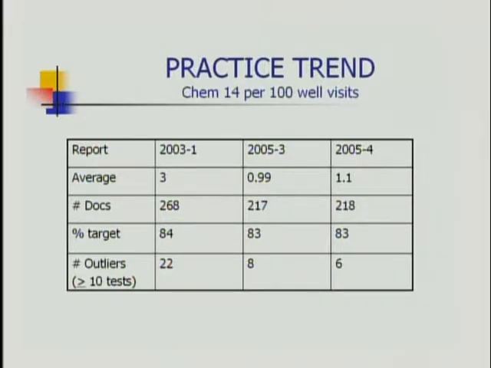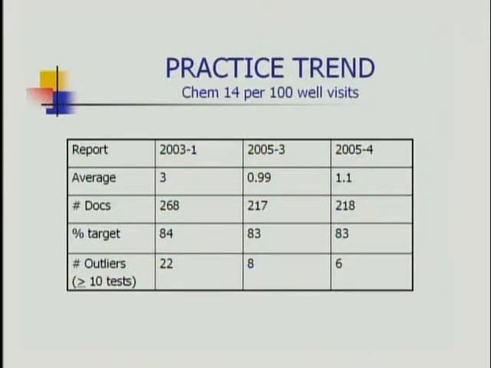And then the number of docs that we circulated our report to was 268, and that has been pared down to about 217 for various reasons. And this is what I find interesting: the percentage of docs who were at target, who didn't order the Chem 14 at all, was 84% when we started, and it's at 83% now. So this has pretty much been relatively the same.